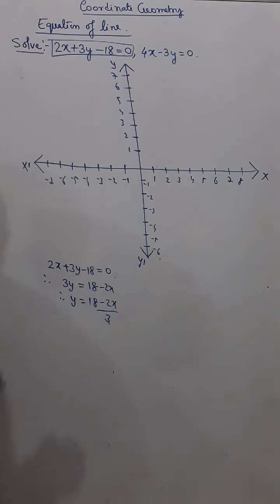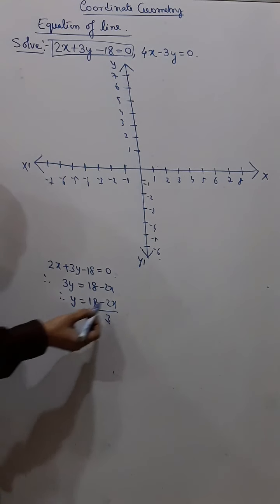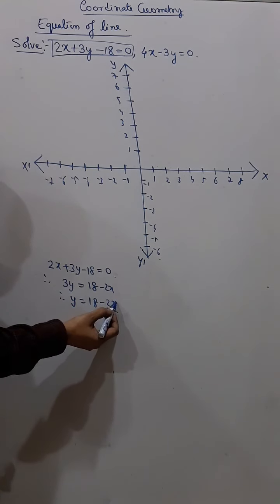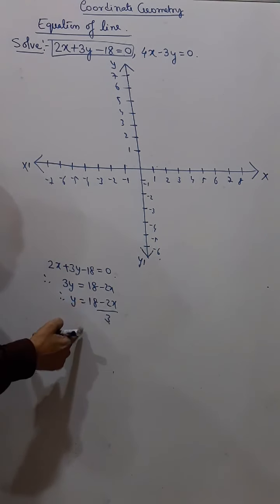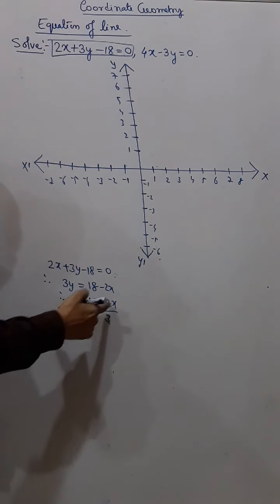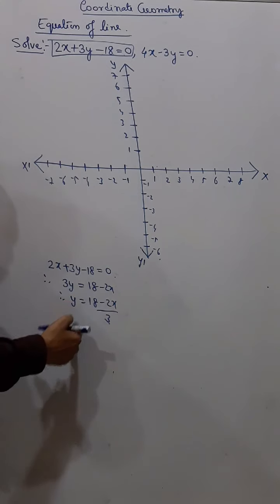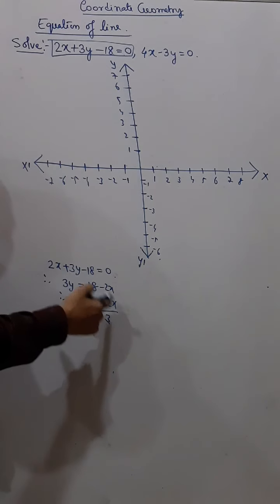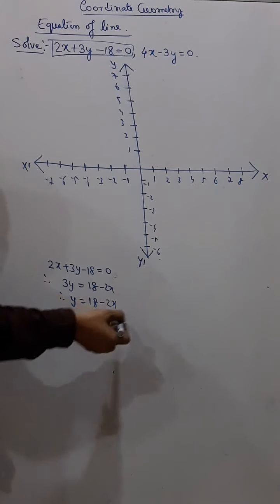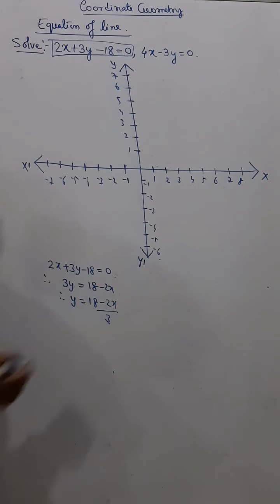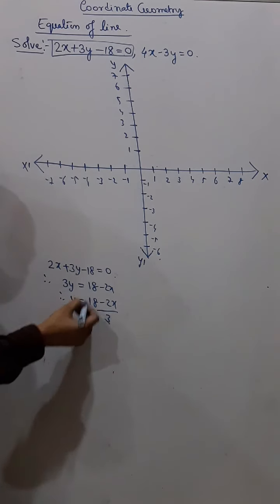Now you will put suitable values of x. Suitable values of x means you can put x equals 0, or 1, or 2, or minus 1, or minus 2, 3, 4, 5, minus 4, minus 5, minus 6. So any number randomly one by one, and you get the respective value of y. But you should take such a value that you get a proper value for y.